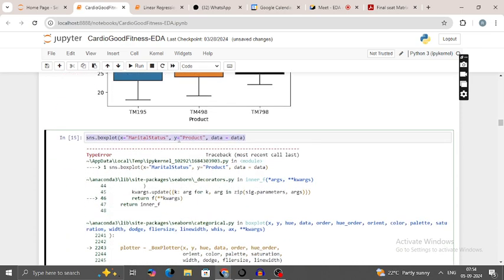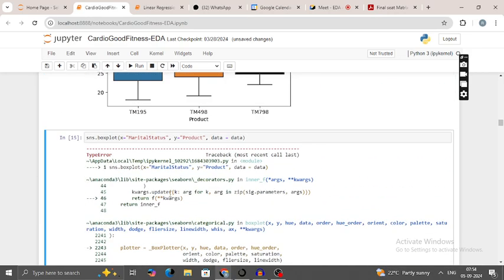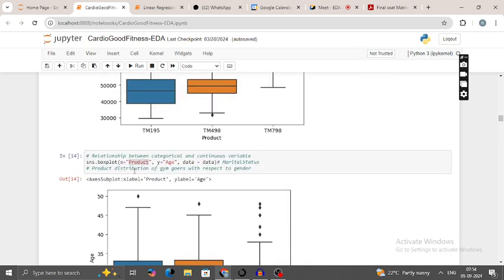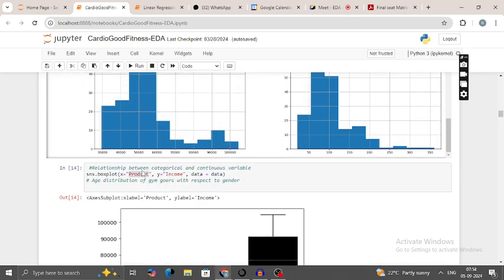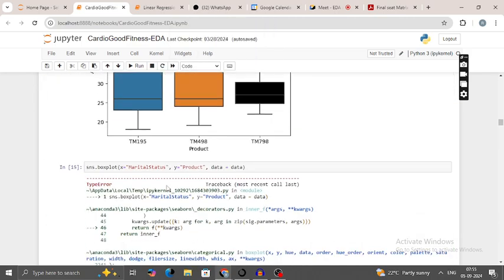You cannot use a box plot like this. Marital status, either single or partnered or divorced. This is an object. What is product? Product is also different types. So both are objects. How can you plot? It's not possible. Type error: neither x nor y variable appears to be numeric. One of them should be numeric. So I'll put one numeric value. What I'm going to do is put income in the y-axis. So I'll put income here.